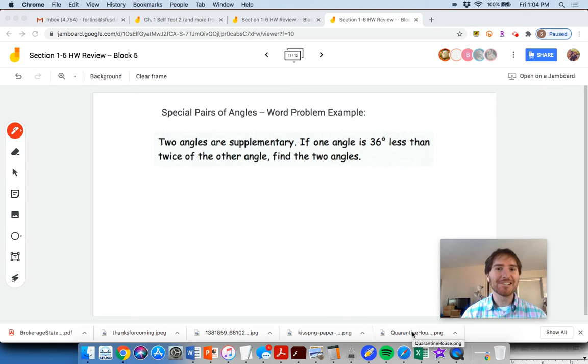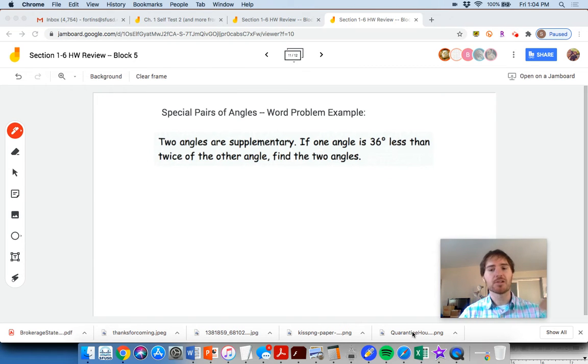All right. Hey, guys. So this weekend, you got several more questions involving special pairs of angles and specifically word problems, solving for angle measurements and the supplementary angle measurements and the complementary angle measurements, given particular relationships between those three angles. So let's take a look at this example here.